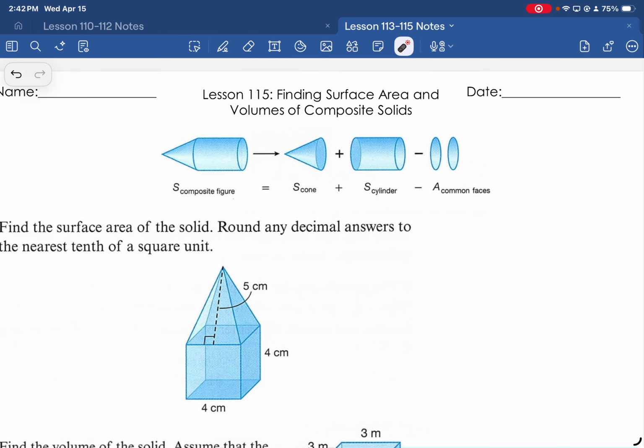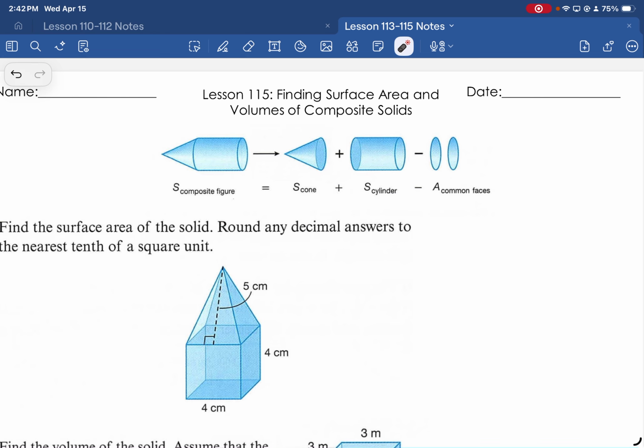Okay, last lesson. It's lesson 115, finding surface area and volumes of composite solids. Now remember, composite means when you put a bunch together. So we're used to solids that are isolated, like a cylinder or a cone. But when you put them together, you end up with this composite figure here.